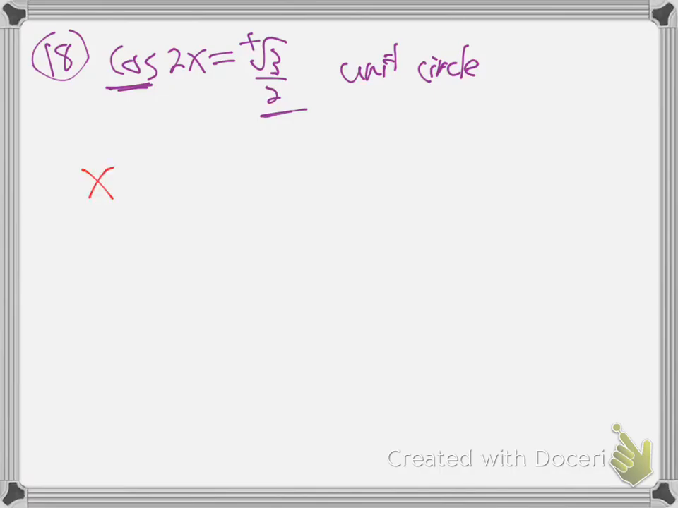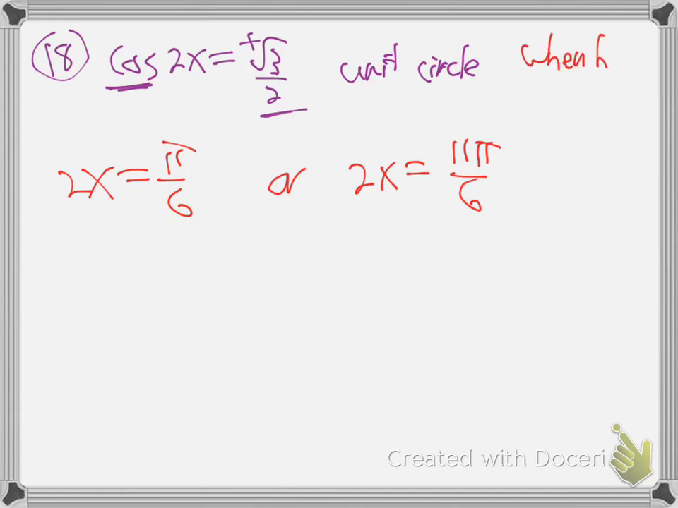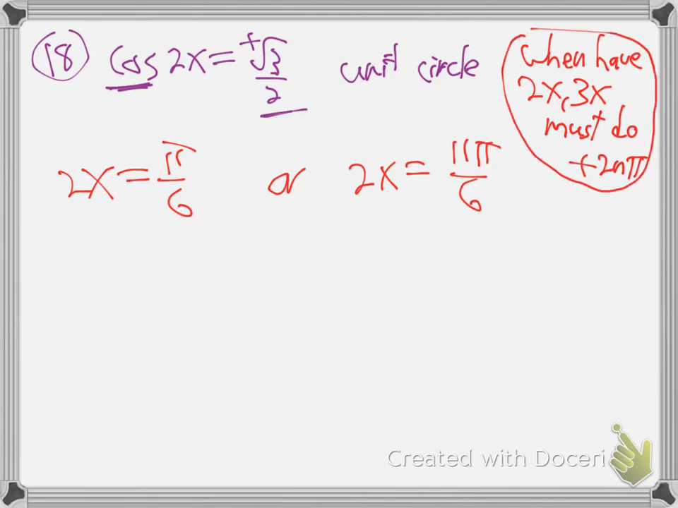So we say, okay, but that's not what x equals, that's what 2x equals. Pi over 6 or 11 pi over 6. Don't have to convert or mess around. Good so far? But now remember, whenever you have like 2x or 3x, you must do the plus 2n pi thing. Remember that? Even if they don't say all angles, just the fact that you have the 2x or the 3x. So I have to come in here and go, okay, plus 2n pi, plus 2n pi, because there may be multiple answers. Remember that?